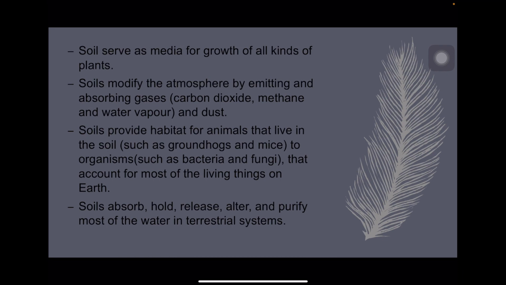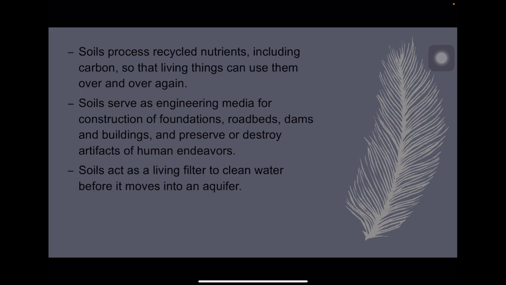Soils absorb, hold, release, alter, and purify most of the water in terrestrial systems. Soils process recycled nutrients, including carbon, so that living things can use them over and over again. Soils serve as engineering media for construction of foundations, roadbeds, dams, and buildings, and preserve or destroy artifacts of human endeavors. Soils act as a living filter to clean water before it moves into an aquifer.